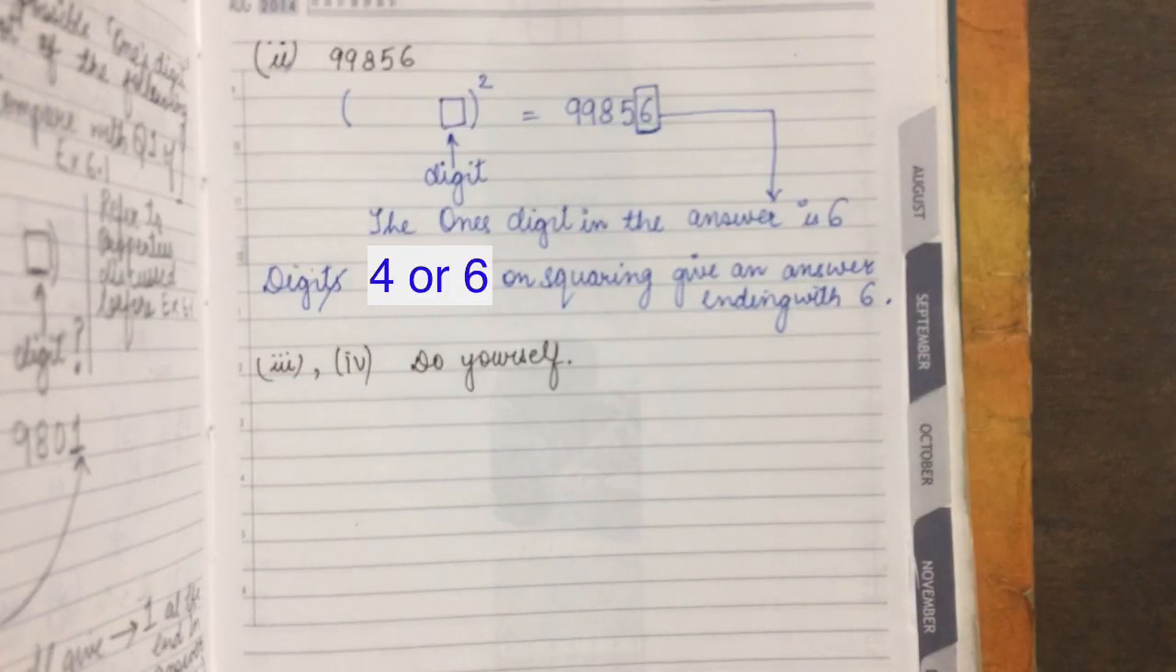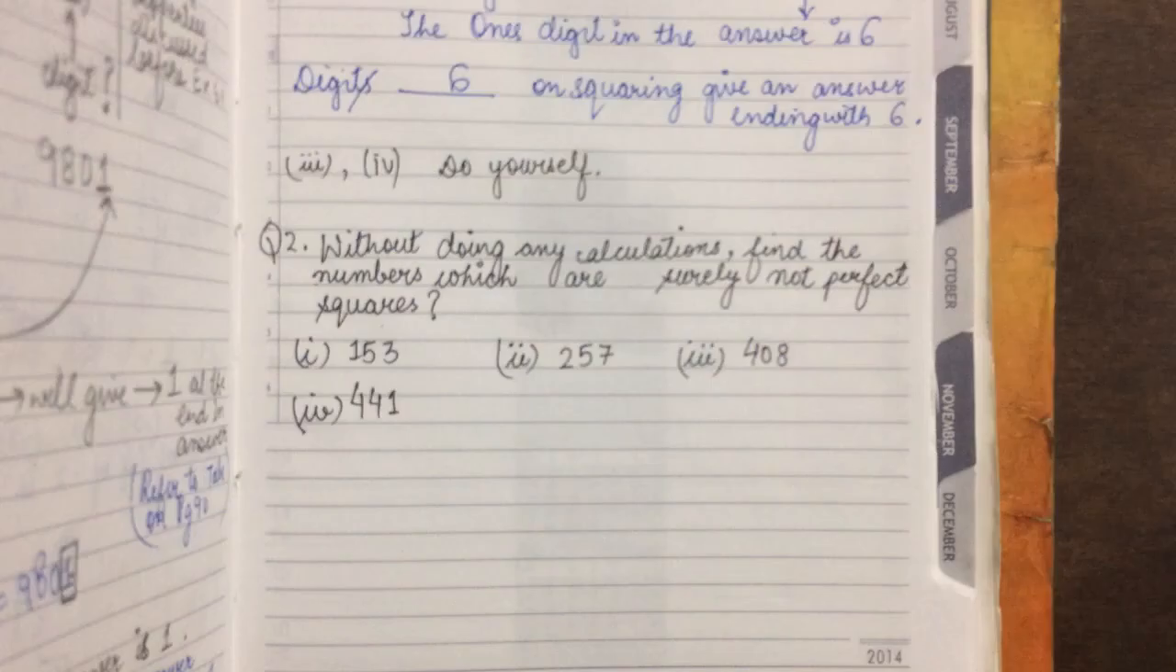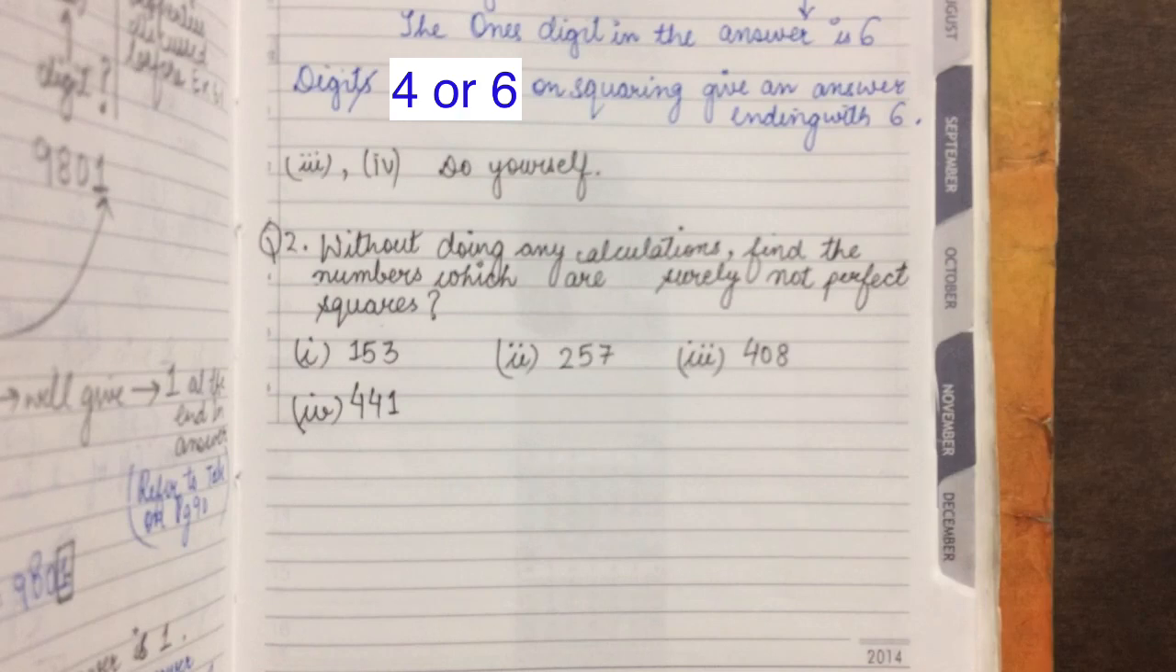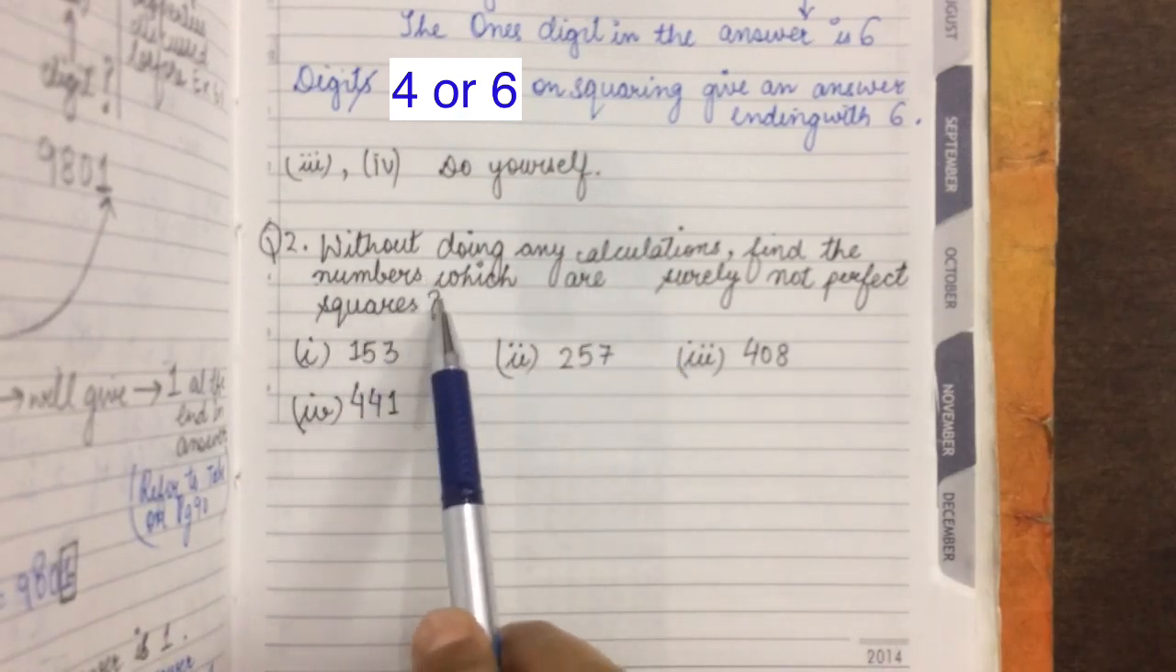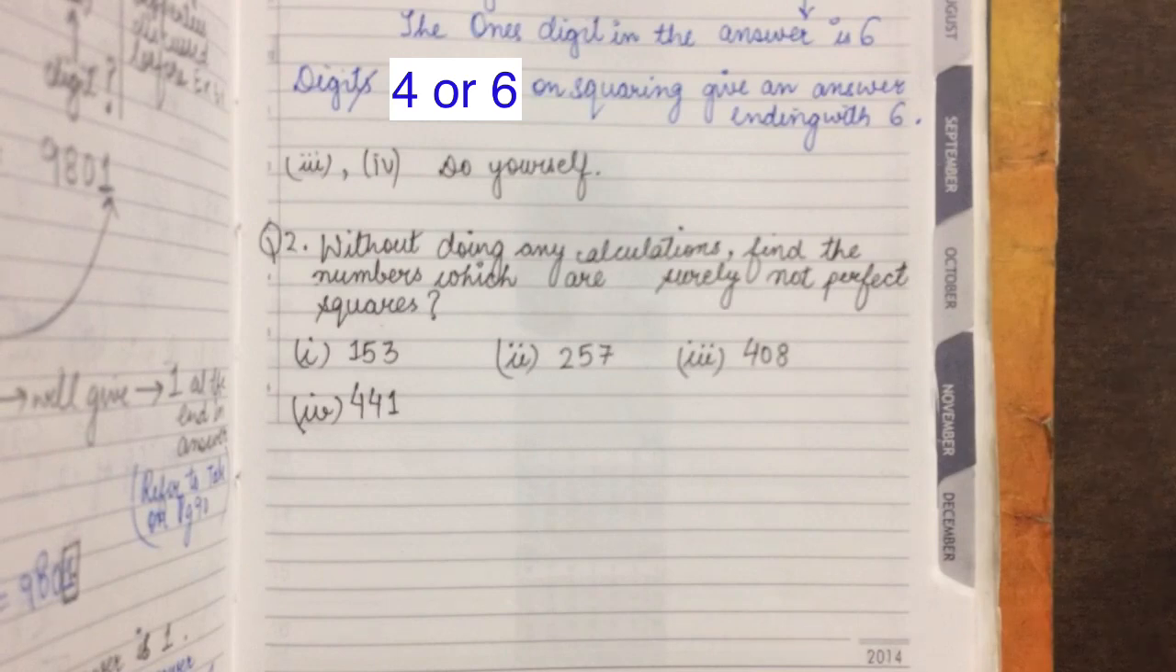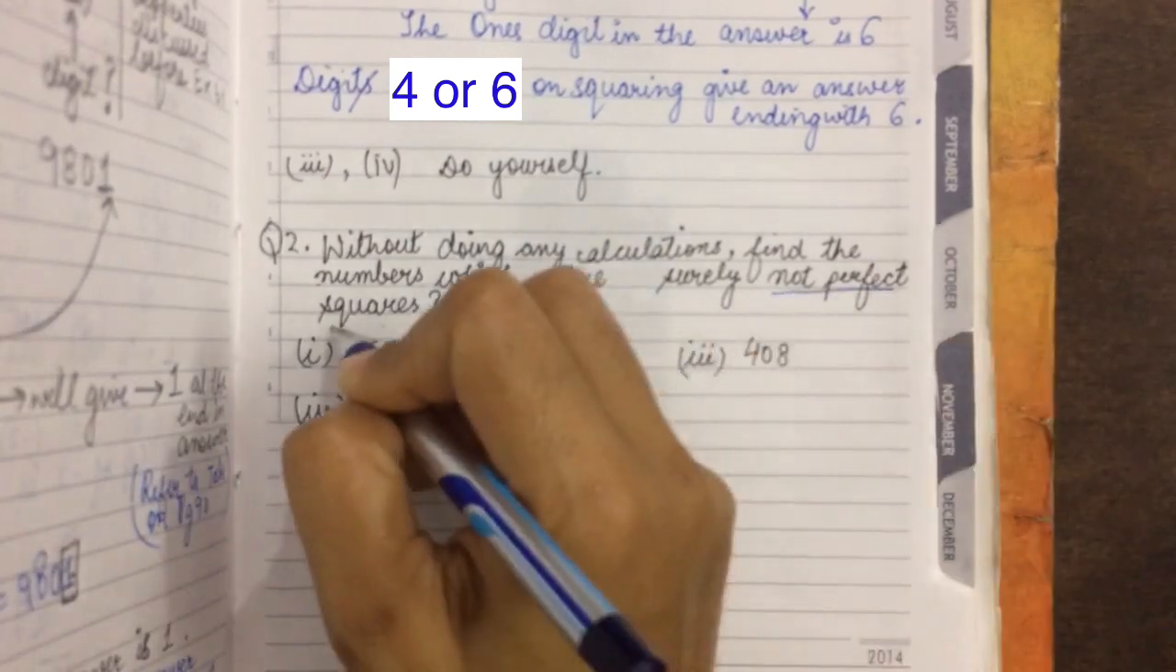Do the remaining 2 parts yourself. Now let's look at the second question. Without doing any calculations, find the numbers which are surely not perfect squares.